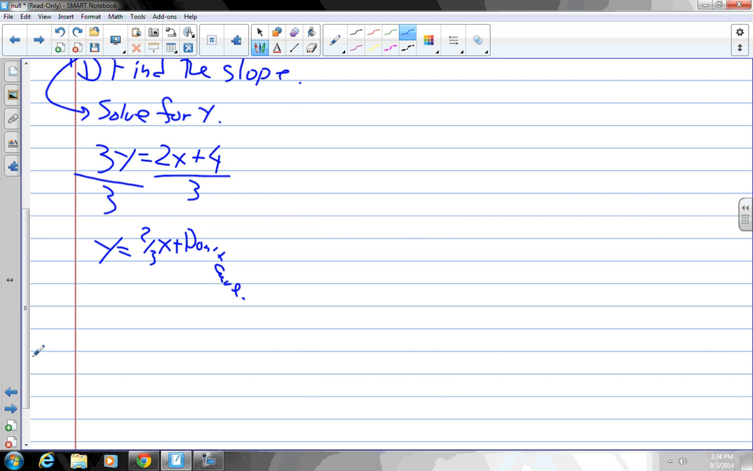So what is the slope of this line right here? Right, 2/3, right? So the slope is 2/3. It's just whatever the constant in front of x. Now, our line is perpendicular to that line. So what is the slope of our line? -3/2. Very good. So therefore, slope of our line is -3/2.